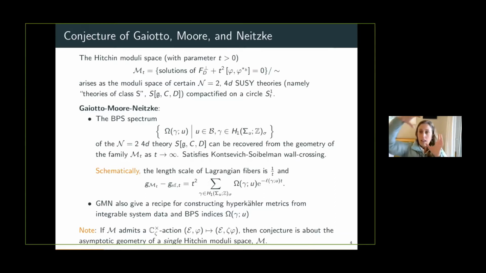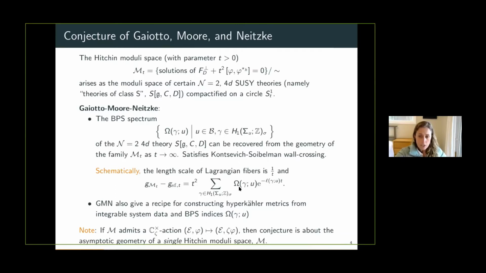Well, the length scale of these Lagrangian fibers is 1 over t, so these are crushing down. It's similar to approaching a boundary of the K3 moduli space, where you have some crunching going on. There's a natural semi-flat metric, which just comes from the integrable system structure. And so roughly they're saying that the difference of these two metrics is some sum over all loops in the first homology of some space, which I'll describe in a minute.